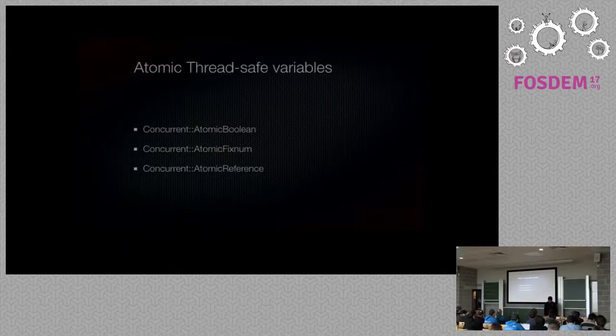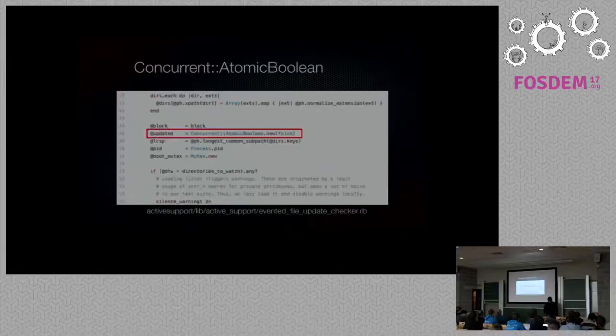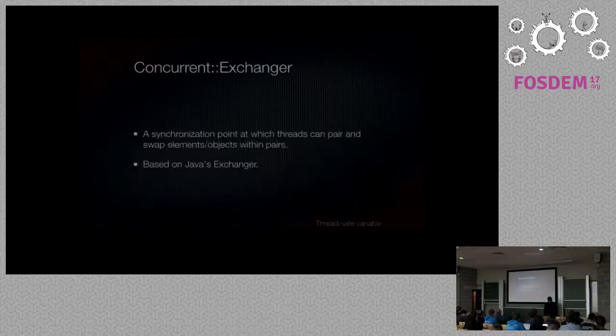We have atomic boolean, atomic fixnum, atomic reference. So reads and writes are thread safe and guaranteed to succeed. Reads and writes may block briefly, but no explicit blocking is required. So this is a Rails source code example using atomic fixnum. This is atomic boolean used by Rails in active support.